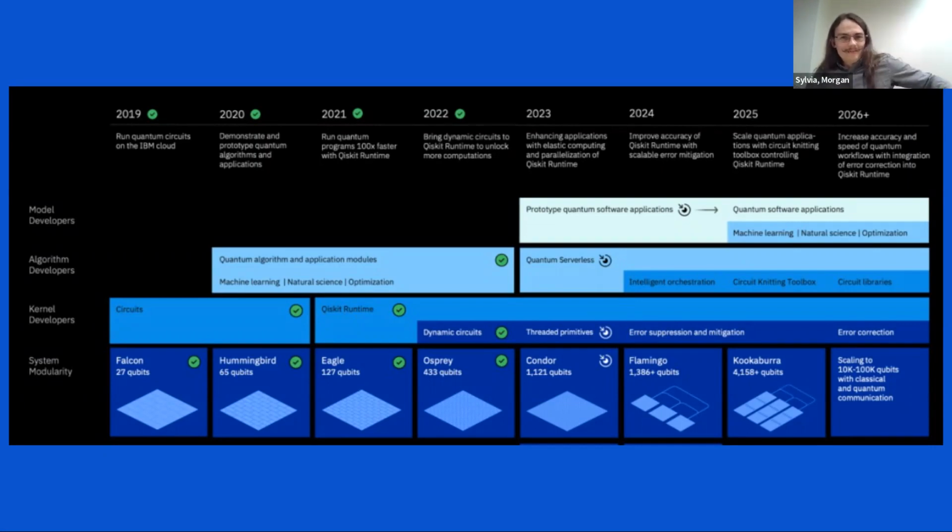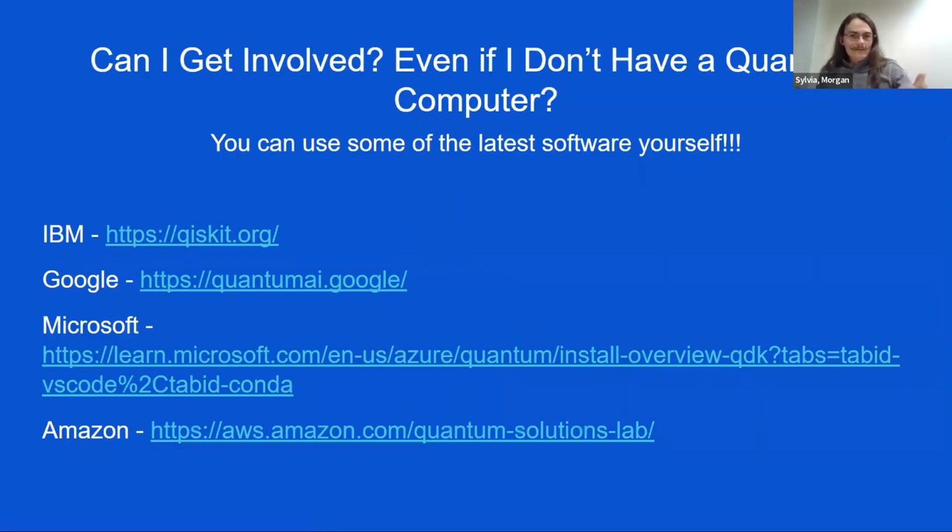Next slide, please. And you yourself can also play with some of the quantum computing code if you are tech savvy. Some of the companies I mentioned before have generously provided their source so that you can tinker away and get some hands-on experience.